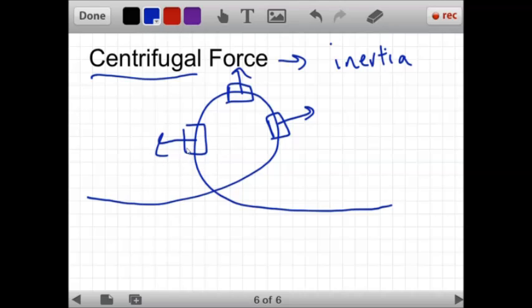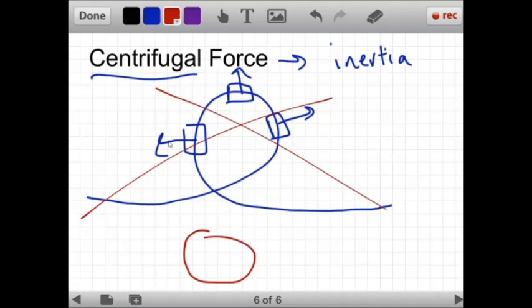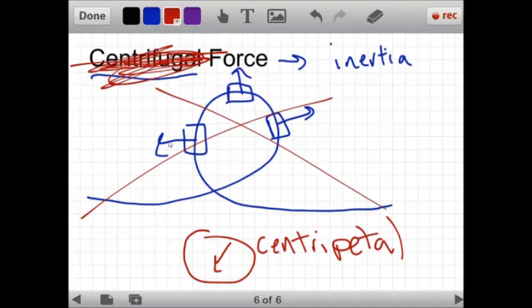But that never actually really happens. Once again, there is no force that points to the outside of a circle. This is bad. Bad, bad, bad. There's only forces that point towards the inside, which we call centripetal. This is a word that you can use in this class, and it will make me happy. This is a word that you cannot use.